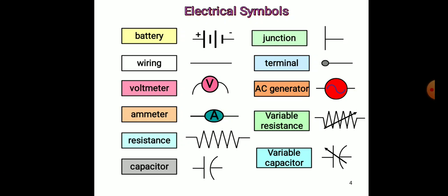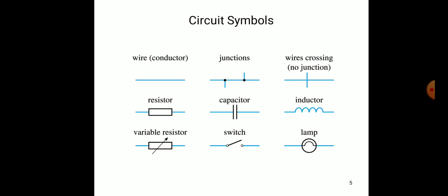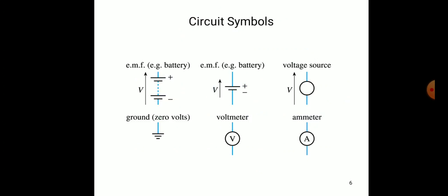And voltmeter, you see here the voltmeter in a circle, we represent with the V. Ammeter is represented with the A. Resistance, you see here how the resistance is represented. Capacitor, junction, terminal, AC generator, variable resistance, variable capacitor. These are the symbols for the different elements which we use in the circuits. You see here another representation: conducting wire, junctions, wires crossing, resistor, capacitor, inductor, variable resistor, switch, and remaining things are there.